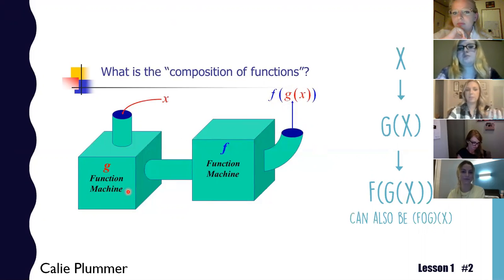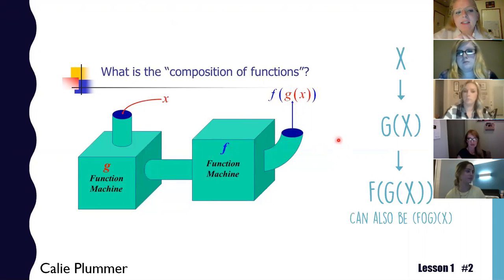Whatever answer you get for your g of x equation becomes the input for your f equation, but it's written as f of g of x. Okay, so Calie, when it shows that you're putting the x in the g function, it becomes g of x. And when it's sending it to the f function, it becomes f of g of x.